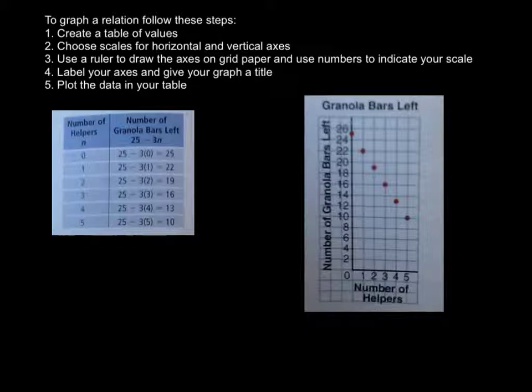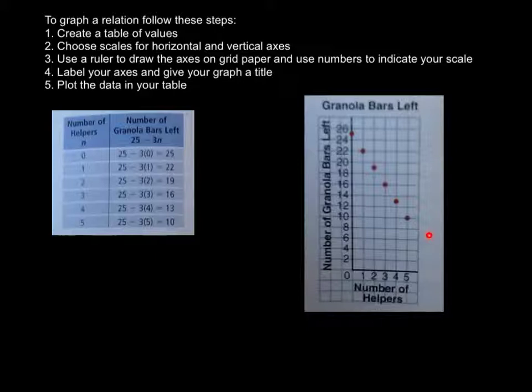For this lesson, it's just really important to remember that you need to include those 5 steps to graph a relation. And then the last thing I want to point out is the term linear relation. When points on a graph make a straight line, or if you were to place a ruler over those points and they make a straight line, which these ones do, we call that a linear relation.